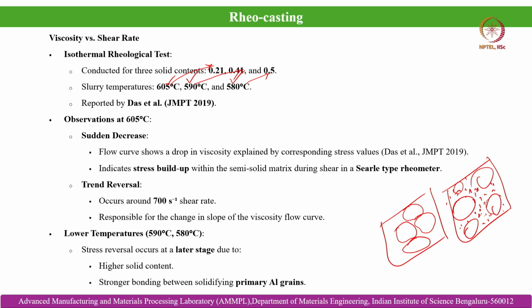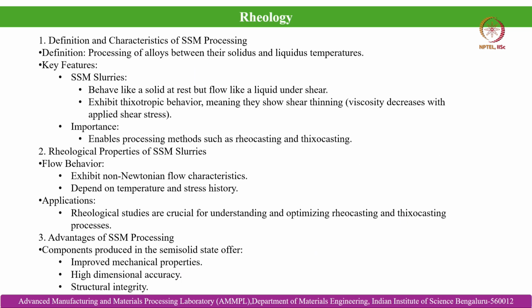Okay. So, the stress reversal at a later stage happens due to higher solid content and stronger bonding between the evolving alpha aluminum grains. Okay. So, these are the salient points. Rheology, definition and characteristics of SSM processing: processing of alloys between their solidus and liquidus temperature. Key features: SSM slurries behave like a solid at rest and flow like a liquid under shear, and exhibit thixotropic behavior, meaning they show shear thinning. Viscosity decreases with applied stress. Importance: it enables processing methods such as Rheo-casting and thixo-casting.